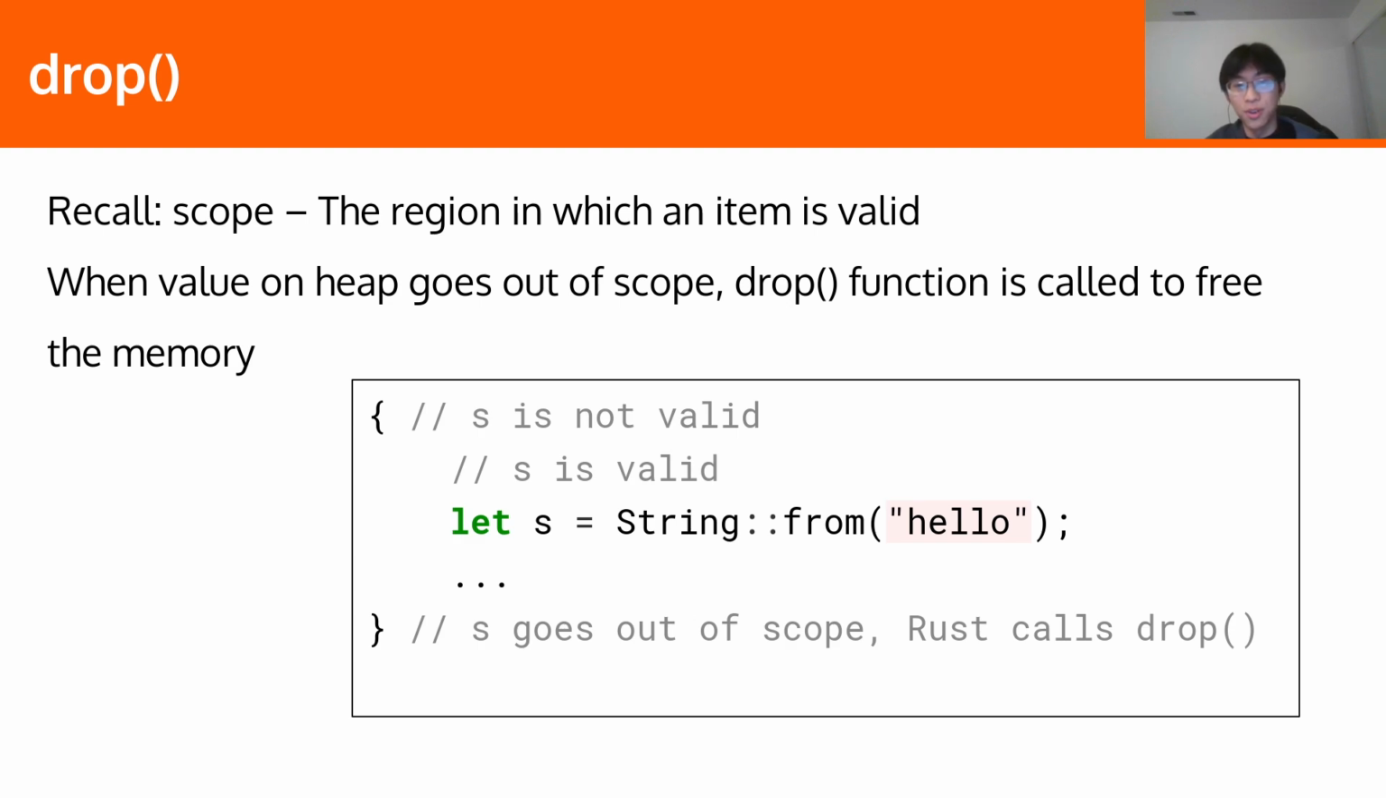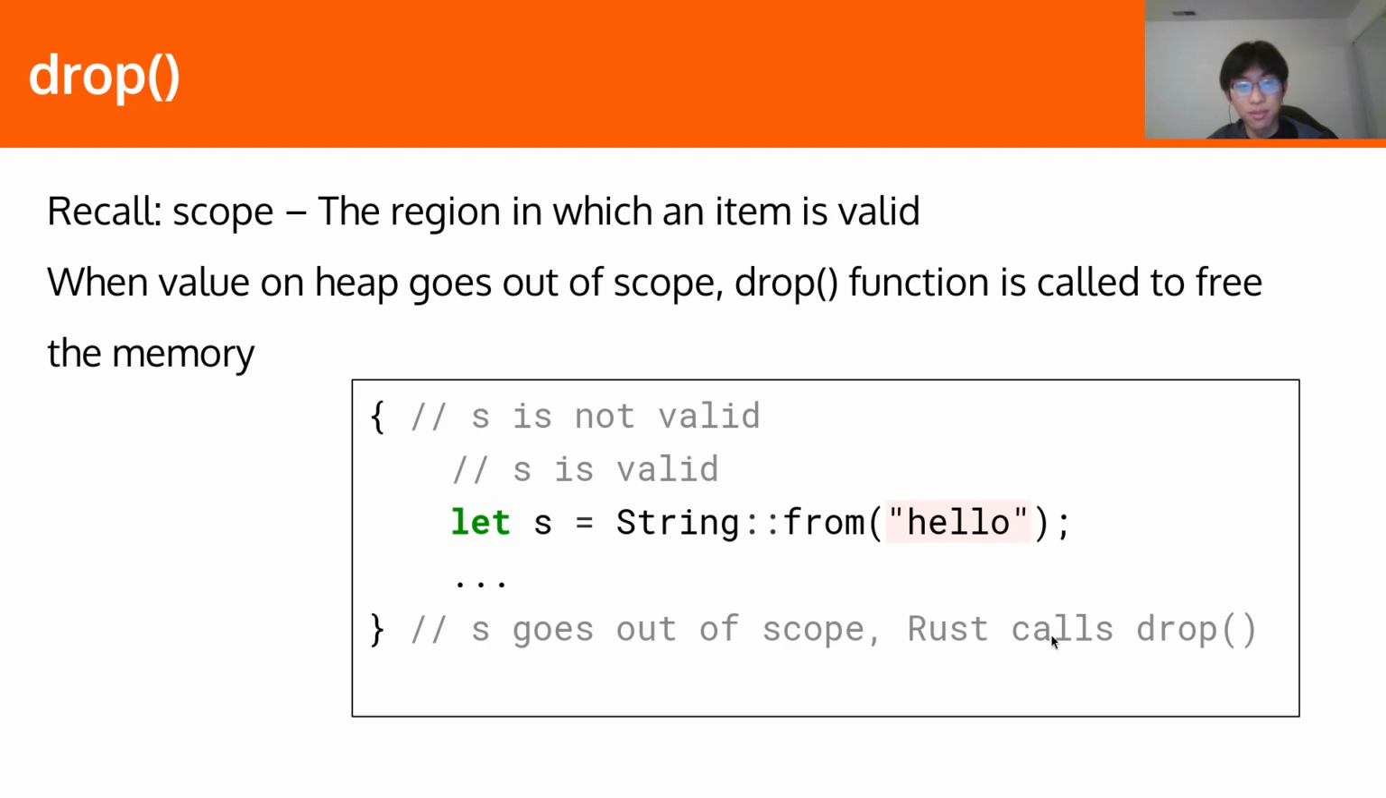So for example, here we create a new String s from hello. Here we put these characters hello on the heap, right? And then once s goes out of scope, outside the braces, this variable is dropped. And what happens is that the characters hello that we put on the heap are freed, and the memory can go back to the computer and be used for other things.